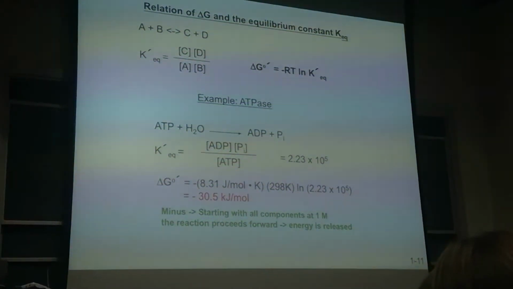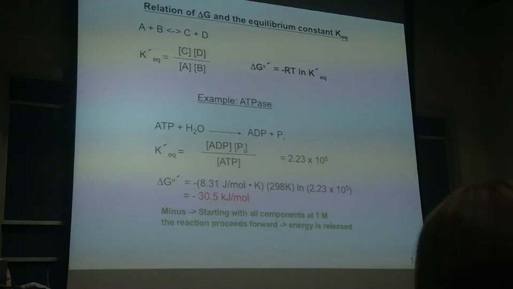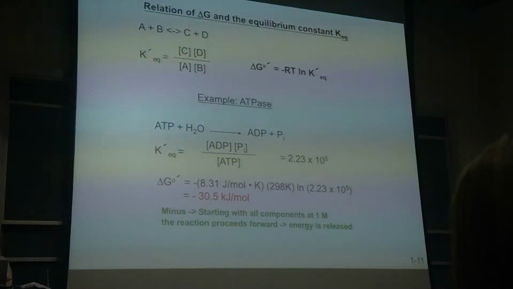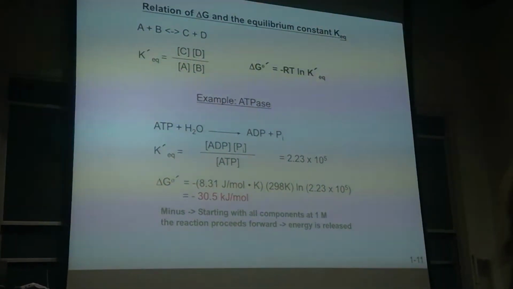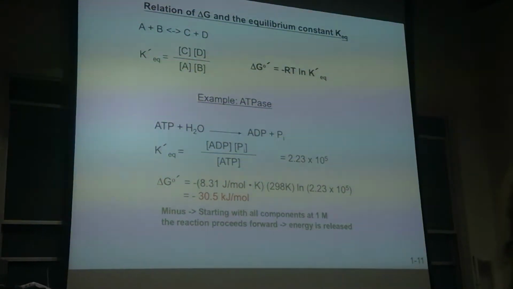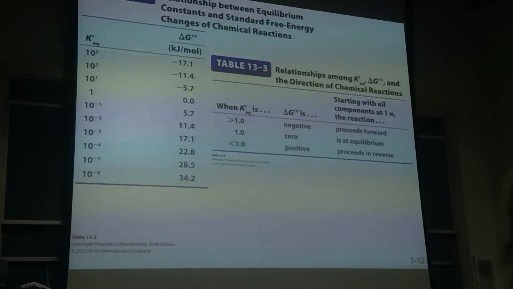And that's probably not going to happen in the cell very often. Usually things are at very different concentrations. So now we need an equation that relates what's really happening in the cell at pH 7, at the right temperature, but also at the right concentration.